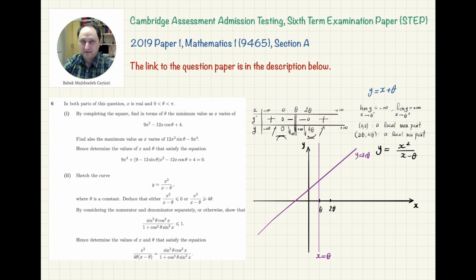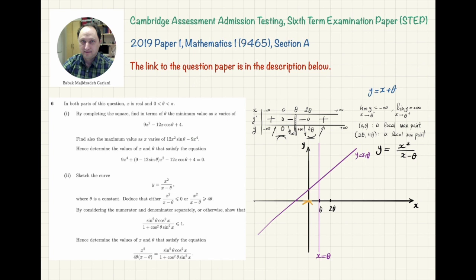And then what is the minimum point? The minimum point is 0 and 0, which is the origin. So this is my minimum point. Let me change my color. Okay, so this is my minimum point. So around this, my function should behave like this. And then what is the other point? 2 theta and 4 theta.